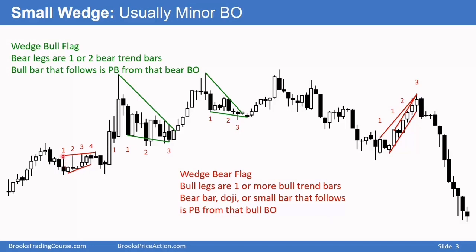Here, we tried to reverse up, failed. Tried to reverse up, failed. Tried to reverse up, tried to reverse up, and failed. Traders see this as a bull breakout, and then pull back from that bull breakout. Another bull breakout, pull back from that breakout. If the bull breakouts repeatedly fail, the bulls eventually give up, and the market goes the other way.